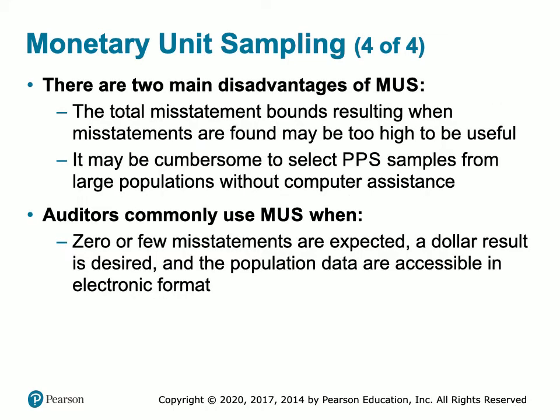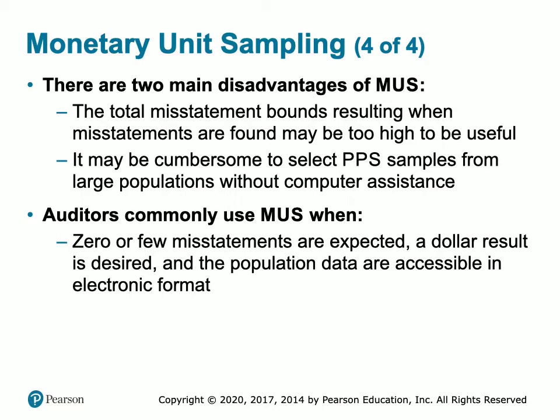But if you get misstatements, they may be found too high, right? So if one transaction blows up, it probably blows up the whole sample. Nowadays you are probably using computer selections to do these things, so it's less of an issue. But if you're doing this manually, you probably don't want to use monetary unit sampling.